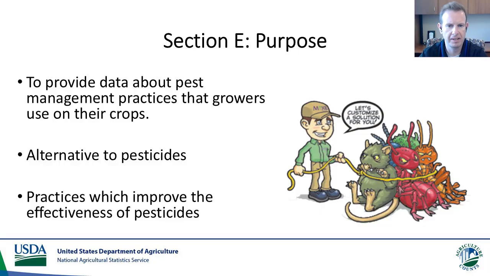We're collecting data not only about pesticides, but also about alternatives to pesticides and some of the practices farmers enact to help increase their effectiveness. It shows how responsible farmers are with their pesticides and that they take on new technology to avoid issues such as runoff and excessive pesticide use.